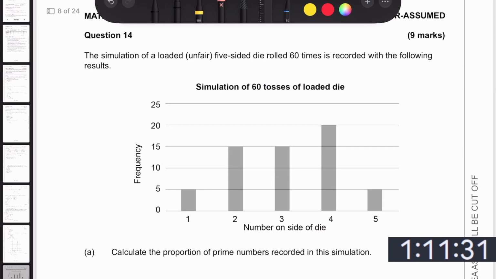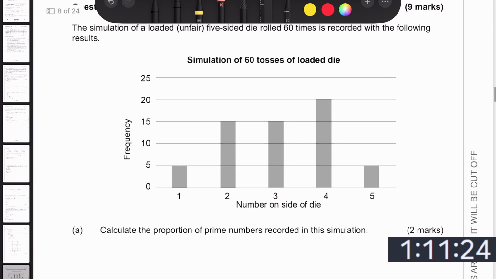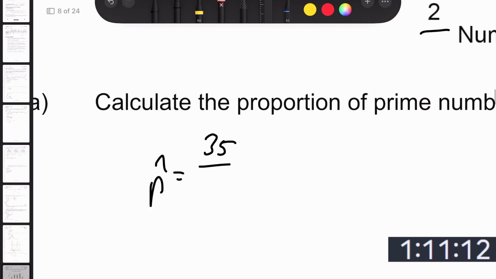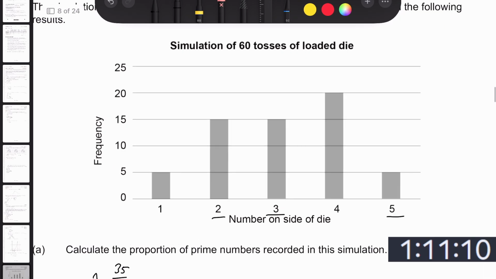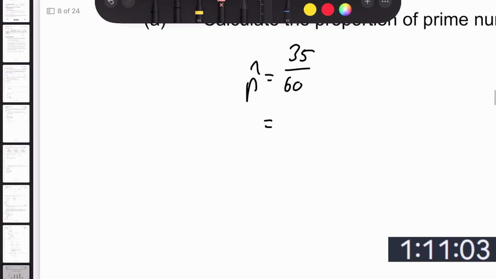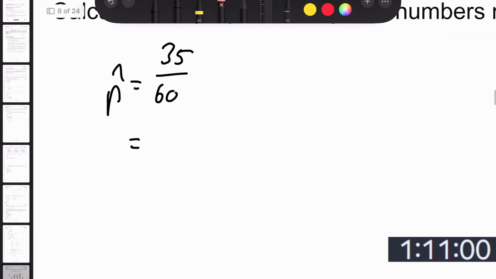A simulation loaded and recorded with the following results. Calculate the proportion of prime numbers recorded in this simulation. Prime numbers would be 2, 3, and 5. So that's 15, 30, and 35. So p hat is equal to 35 over 60. Let's make sure. That's correct. It's 2 marks. It's probably fine like that, but I'm just gonna put that as a decimal just in case.